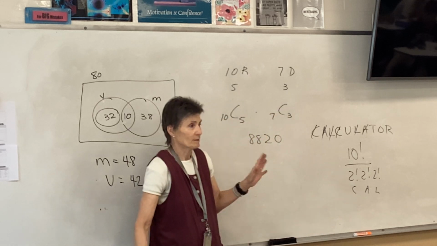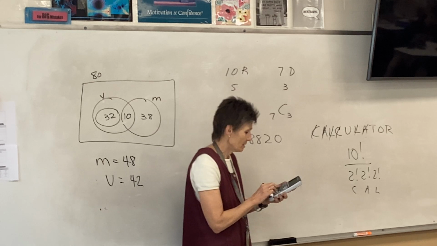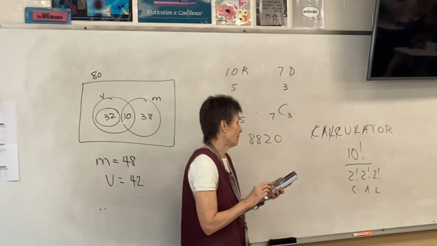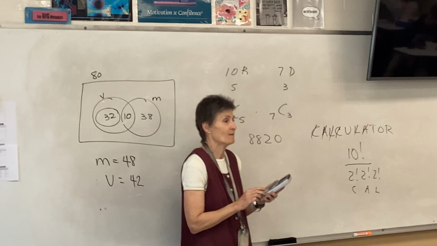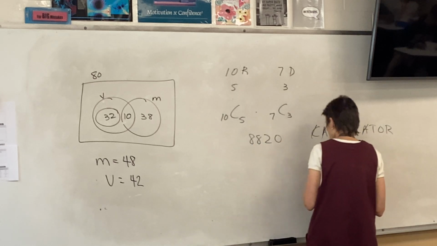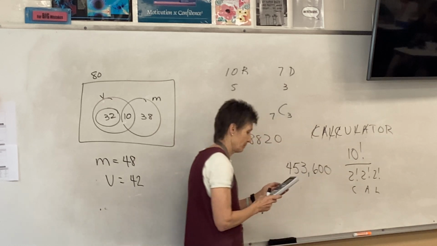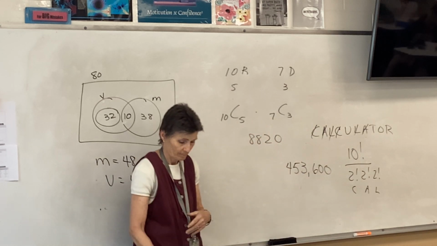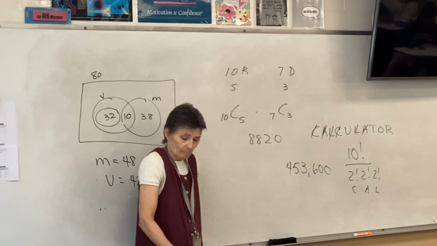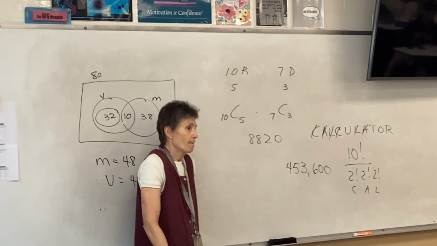And that is a triple division. Divide, divide, divide, no multiplying. So 10 factorial divided by 2 factorial, divided by 2 factorial, divided by 2 factorial. And see if you get 453,600. Does that look okay? I don't trust myself since I made a mistake earlier. Yeah. All right? Okay.